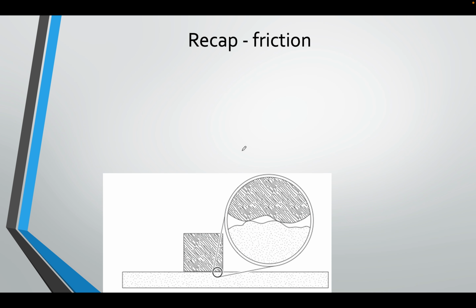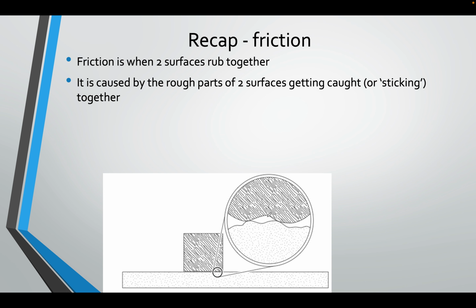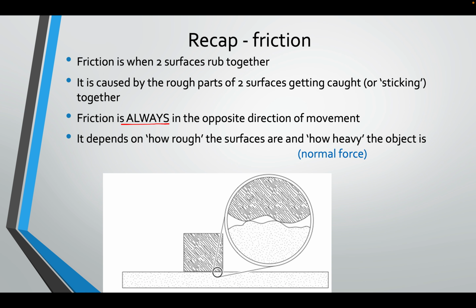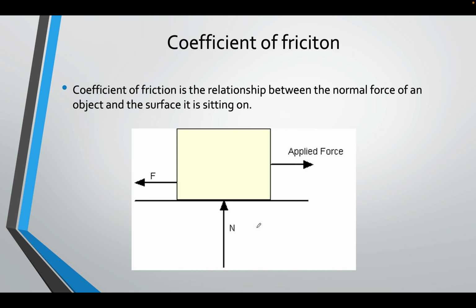So this is what friction looks like. If you zoom in on something, the contact area between two surfaces, you can see that there's little bumps and grooves, and that's when these two things are rubbing together. It has to get past these things. It gets stuck, essentially. And just one final note again, it is always in the opposite direction of the movement, okay? And it always depends on how rough the surface is and how heavy the object is. The harder the object's pushing into the ground, the harder it is to make it move.